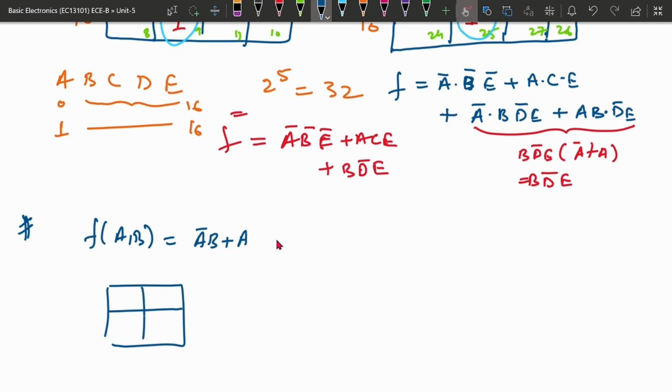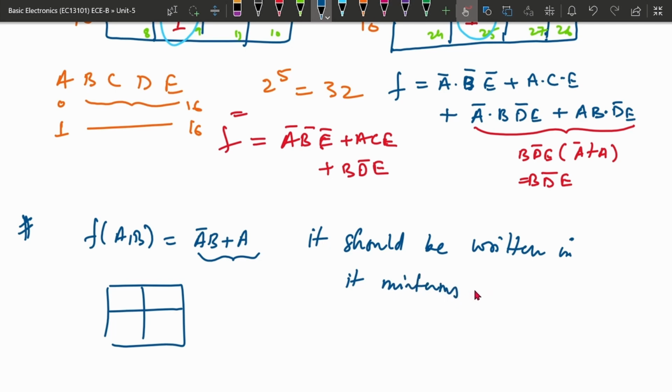What are the different min terms there? We are not able to depict what are the different min terms that we should be representing here in the K-map. So whatever the function is written, first of all we have to expand this function such that it is written in its min terms form. Then only we can proceed with putting the min terms into the K-map.